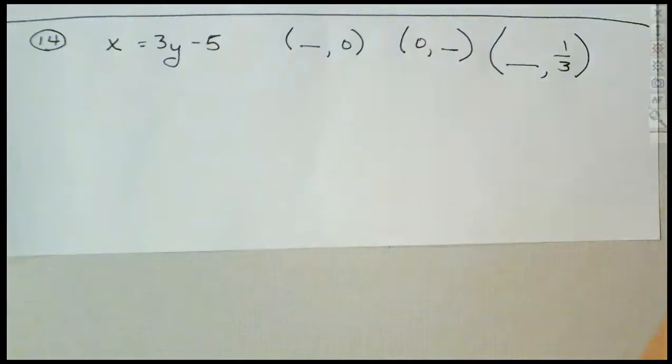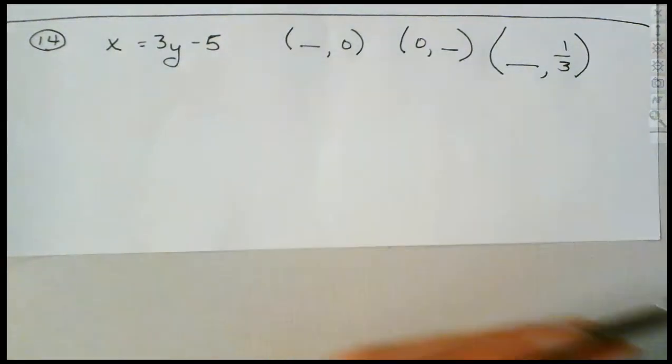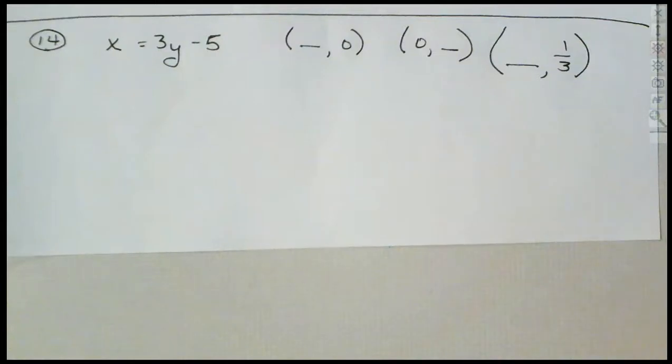Now, I will give you kind of a hint on this one. When we graph a line, how many different points do we need? We need a minimum of 2. Okay? So I've got 3. I'm going to go ahead and get this one with the fraction, but I'm not necessarily going to have to plot that point because we only really need 2.